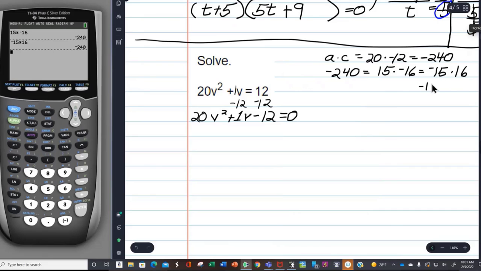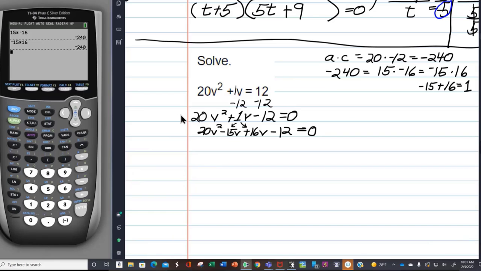If I add negative 15 plus positive 16, that's the same thing as 16 minus 15, which is positive 1, which is our number right here. So 1 is going to split apart into negative 15V plus 16V. And then I bring down the 20V squared and the minus 12. And the equals 0. And that's the end of AC.